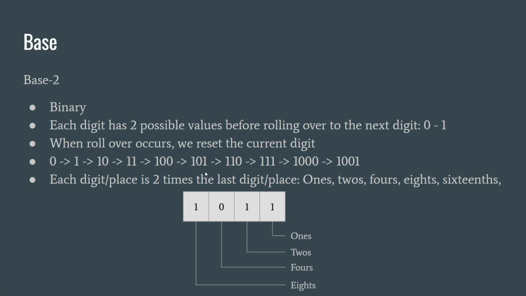And the other important part is the weight of each place. In binary, the weight of each place is 2 times the last digit instead of 10 times the last digit. So you remember in decimal, the places that we had were ones, tens, 100s, and 1000s. They're 10 times the last place. In binary, each place is 2 times the last place because we have 2 possible values. So we have the ones place, the twos place, the fours place, the eights place, the 16th place, and so on and so forth, as you see here.